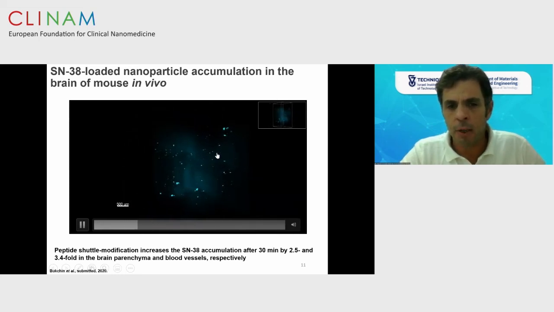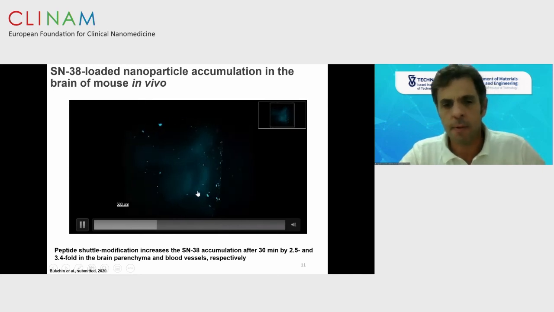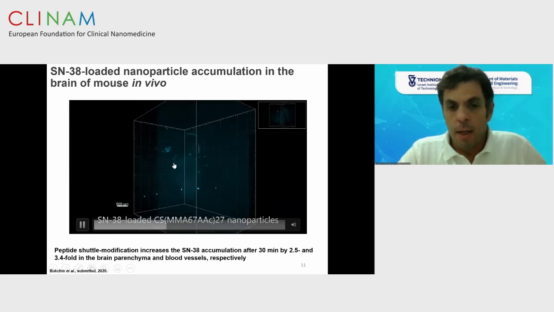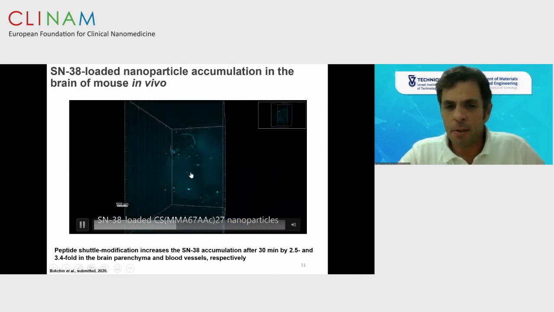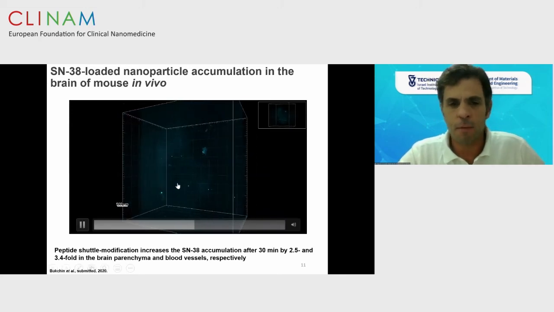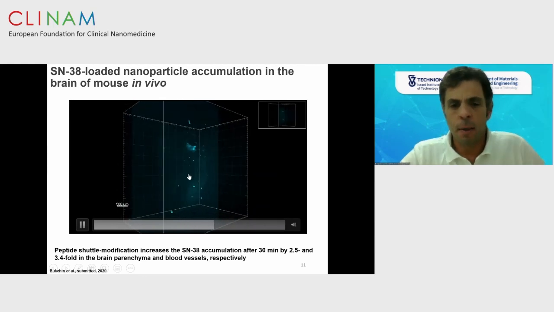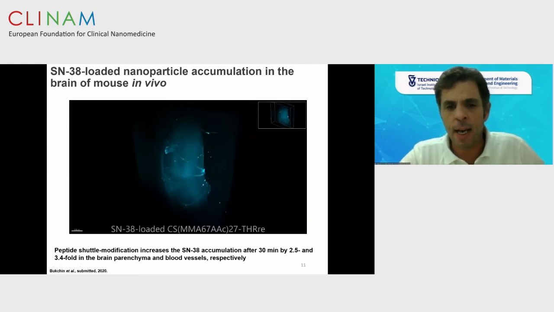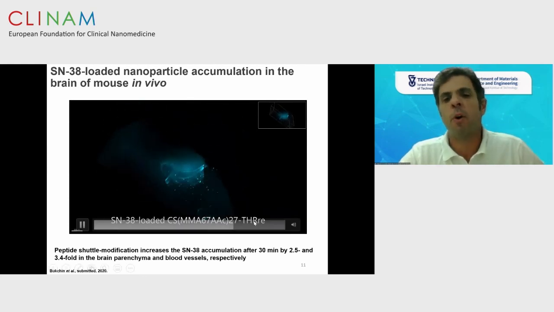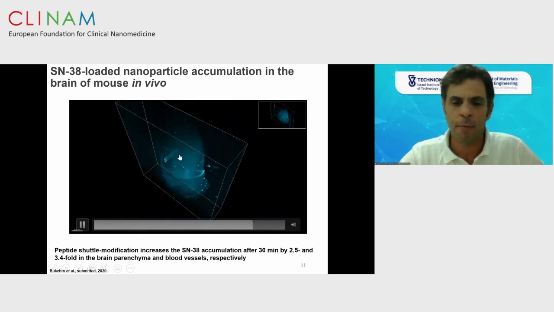So this is an untreated brain. Again, we see some autofluorescence. The unmodified nanoparticles, almost the same story. We see a very light fluorescence in the brain parenchyma. We cannot identify the brain blood vessels. And then again, when we use these modified nanoparticles, we can identify at least part of the blood vessels.